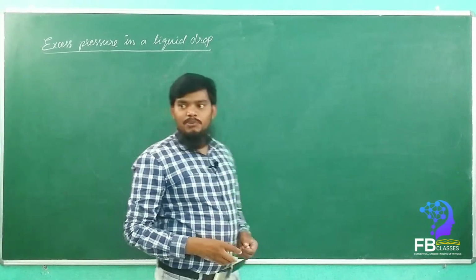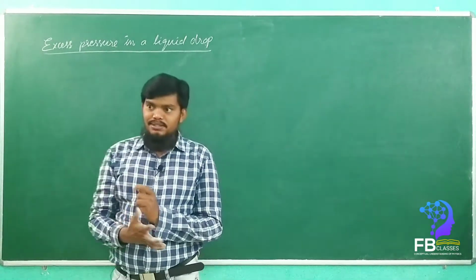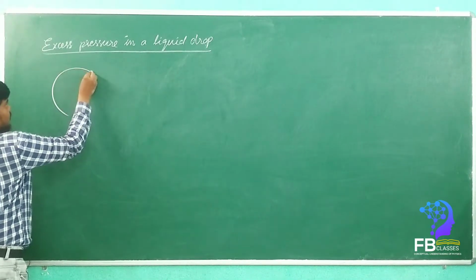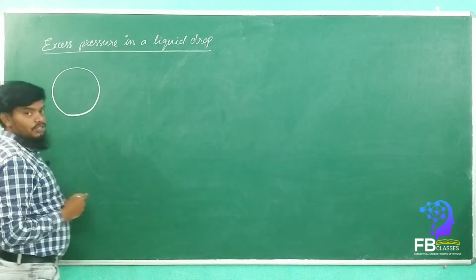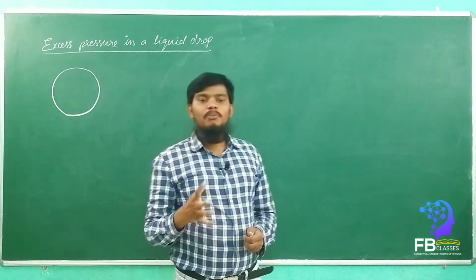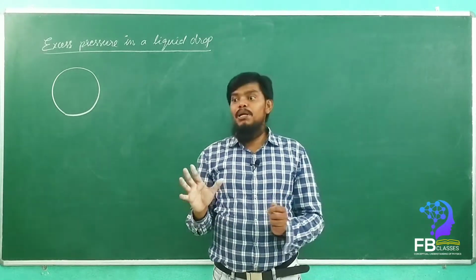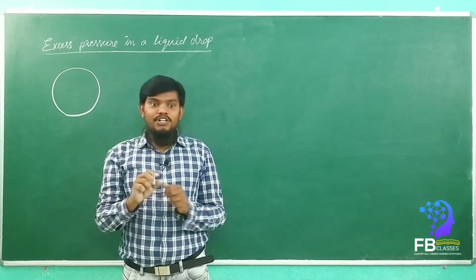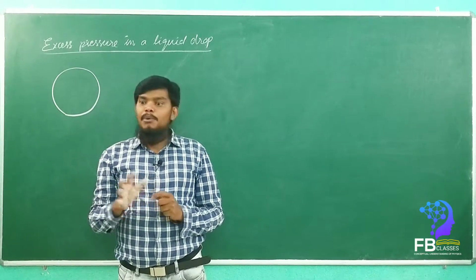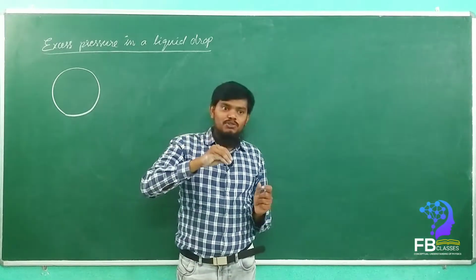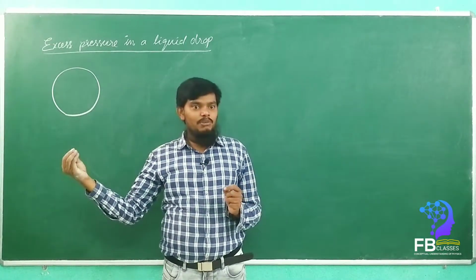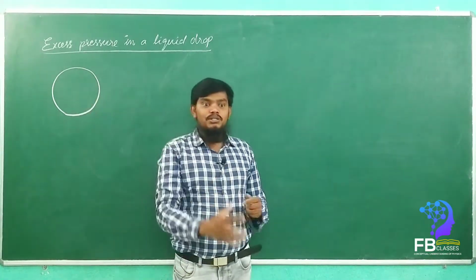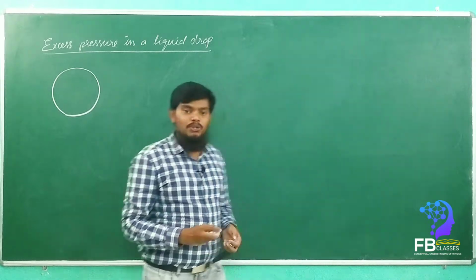See why the pressure will be in excess. If you take a drop, this is a drop of water. It is not a bubble. Drop means, you know the difference between a bubble and a drop. A bubble will have air inside and air outside. Yes or no? In the bubble. But in the drop, only outside air will be there; inside it is completely filled with the liquid. So this is the total.